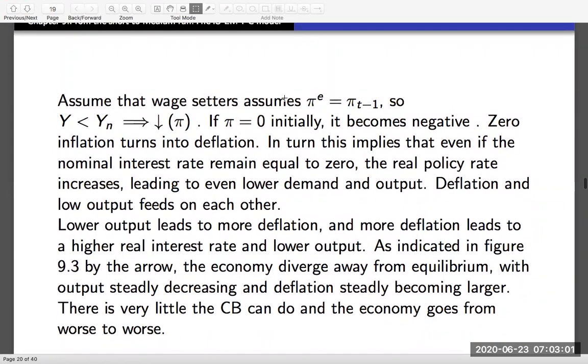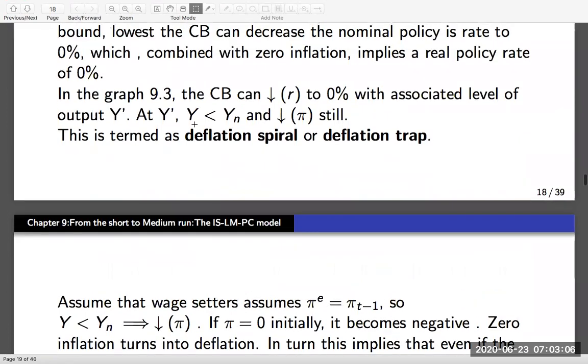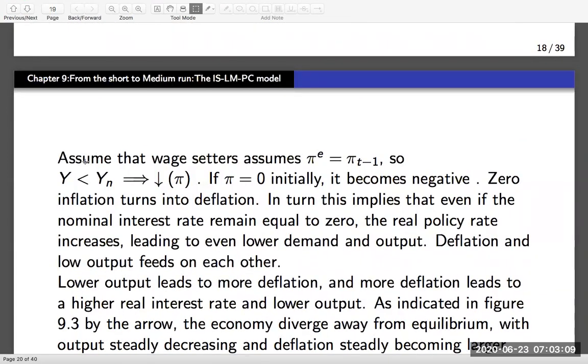So assume that the wage setters set prices accordingly. I'm discussing figure 9.3 in the book. Assume that wage setters assume that expected inflation is equal to previous inflation. So output is less than potential, which means it is decreasing. If inflation is equal to zero initially, it becomes negative. Zero inflation turns into deflation. In turn, this implies that even if the nominal interest rate remains equal to zero, the real policy rate increases, leading to even lower demanded output. Deflation and lower output feed on each other.